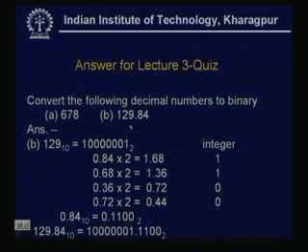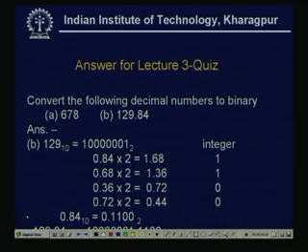And the answer of part B: there is a non-integer portion also. The integer portion, similarly by repeated division, 129 in decimal number system is 10000001. We can also see this in another way.